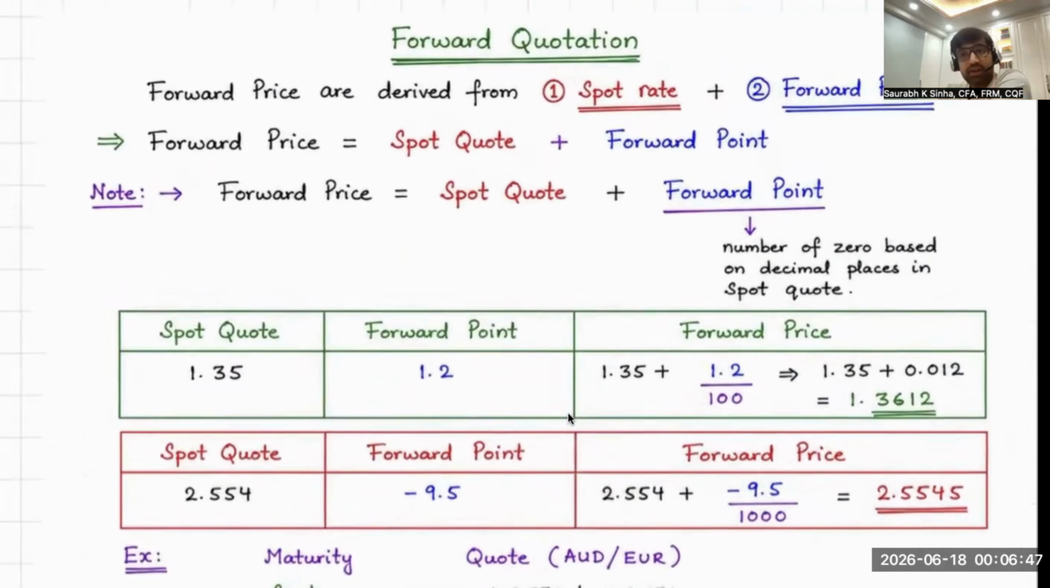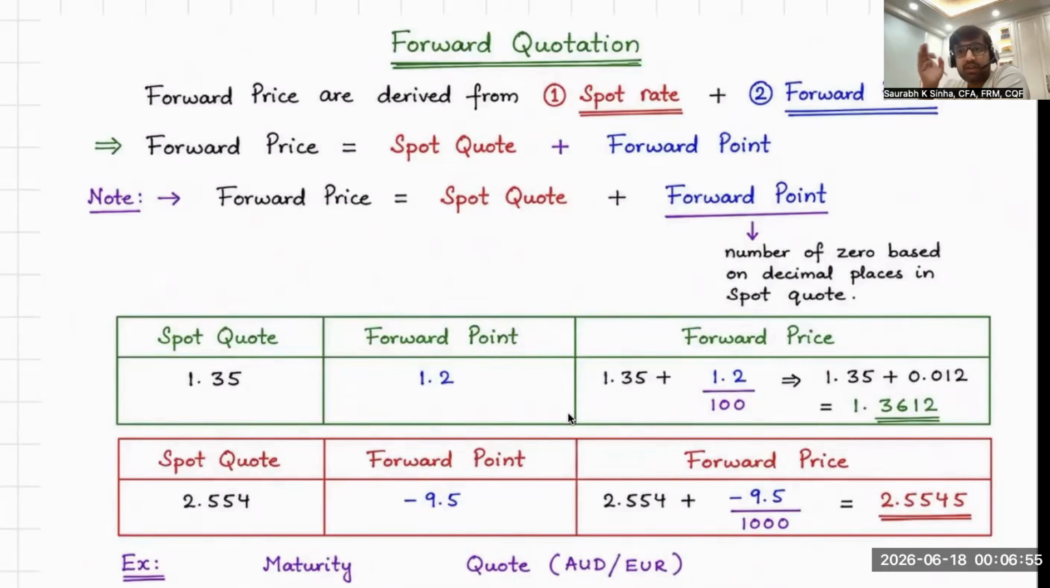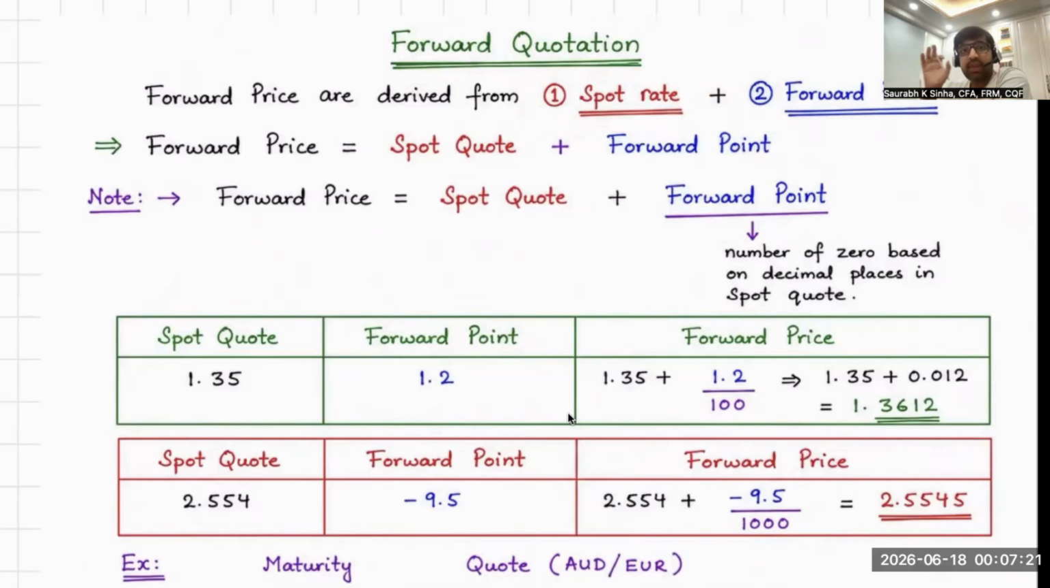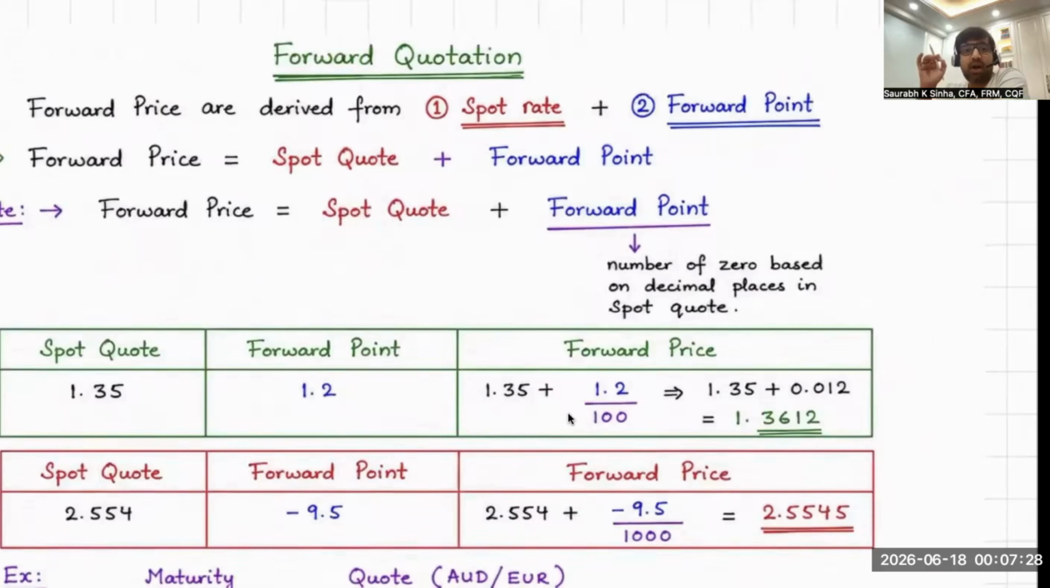Now again, quotation. But the quotation that we'll discuss now is not of the spot market, but a forward market. We are discussing forward quotation. Now you have to find out the forward price from the spot rate and the forward point. Actually, in the market, you won't get the final forward price. They will only tell you the spot rate of a currency with another currency and the forward point. With the help of these two, you have to find out the final forward price.